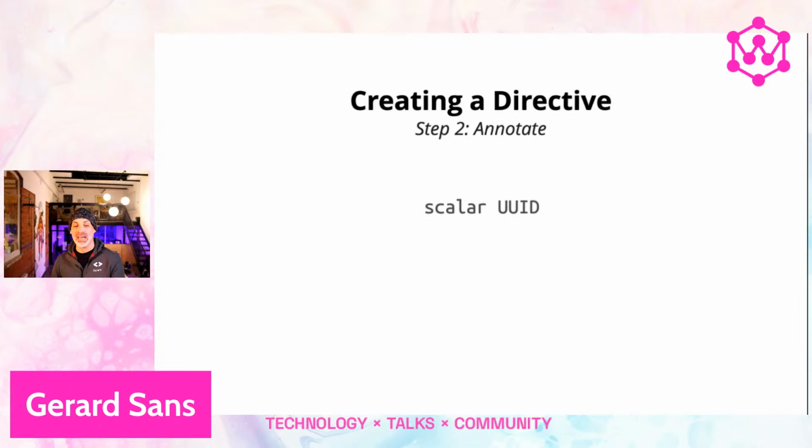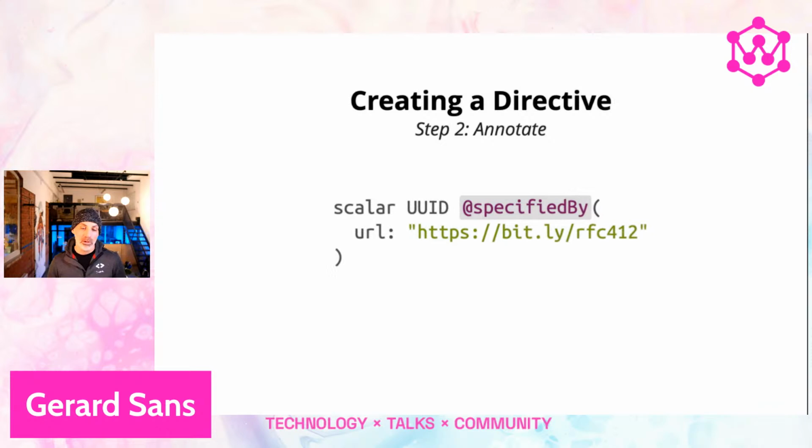So we have this type, which is using a universal UID. And we specified that we can use it on a scalar. So we could use it here. The way it will look is we use this @specifiedBy, and we use the argument providing the URL. In this case, I've used a URL shortener, but this is pointing to the specification of that universal UID. So you can add this information.